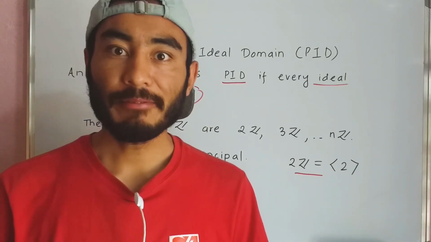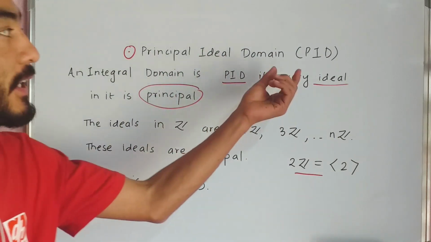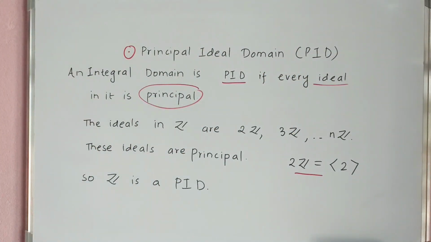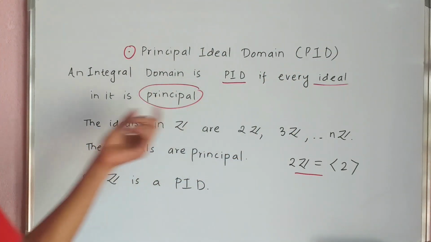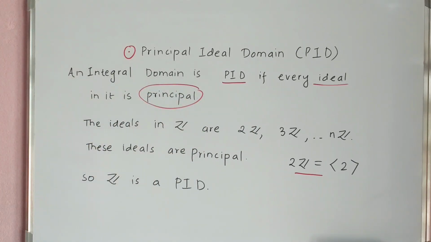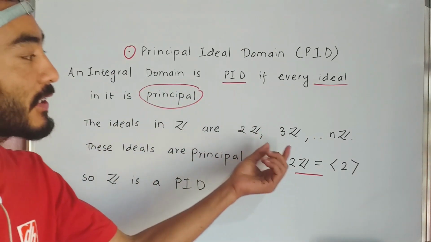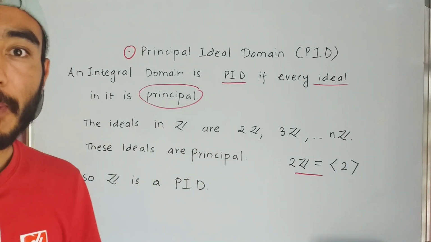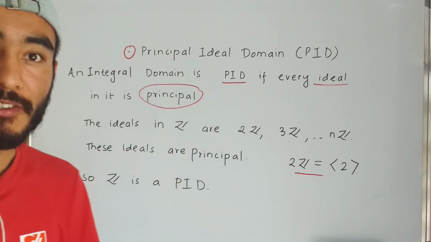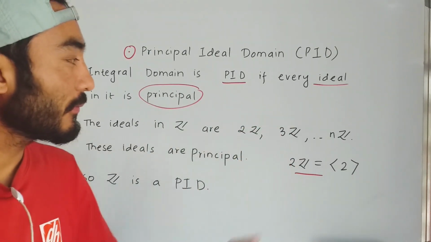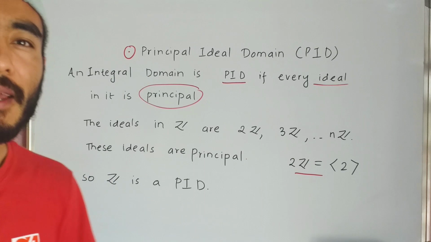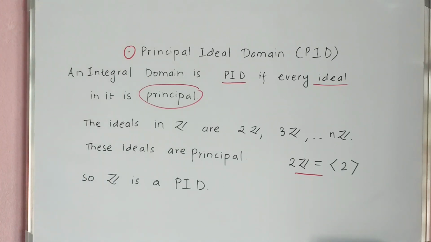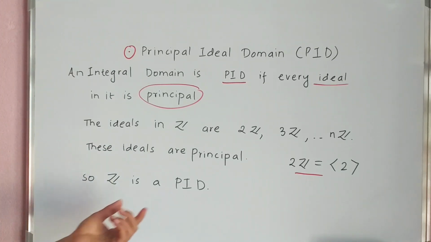Now the next topic we have is principal ideal domain, PID. An integral domain is a PID if every ideal in it is principal. Now the ideals in Z are 2Z, 3Z and nZ. These ideals are principal because they are generated by some element in Z. For example, 2Z is generated by 2, and likewise nZ is generated by n in Z. So the integral domain Z is a PID, principal ideal domain.